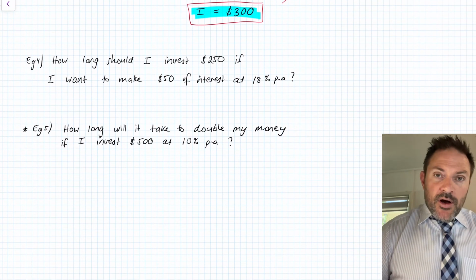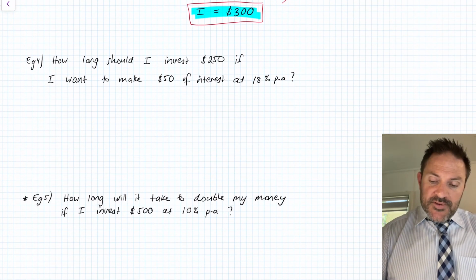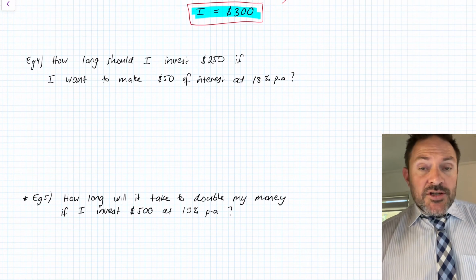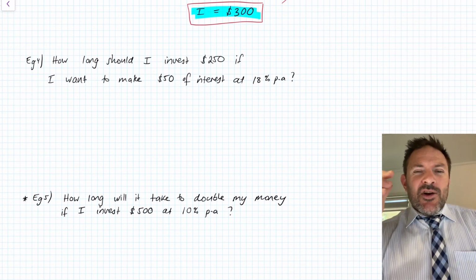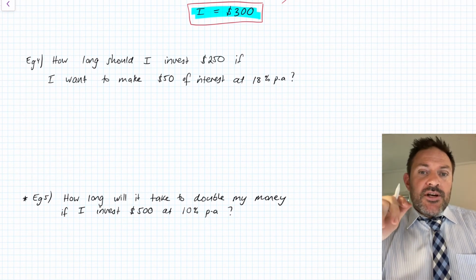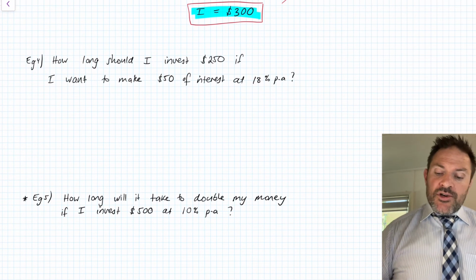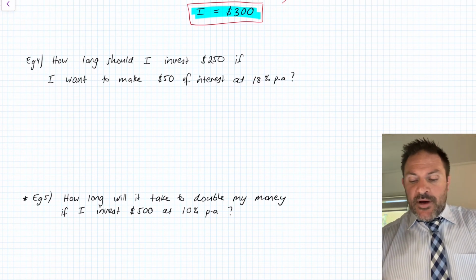Now, 2 questions to go. I'm making it a little bit longer than I wanted to, so I'm going to go through these quickly. Question 4, harder question. This is probably like, in year 9, a B or a C level question. Certainly not an A level question at the moment, but a B level question definitely. How long should I invest $250 for if I want to make $50 of interest at 18% per annum?